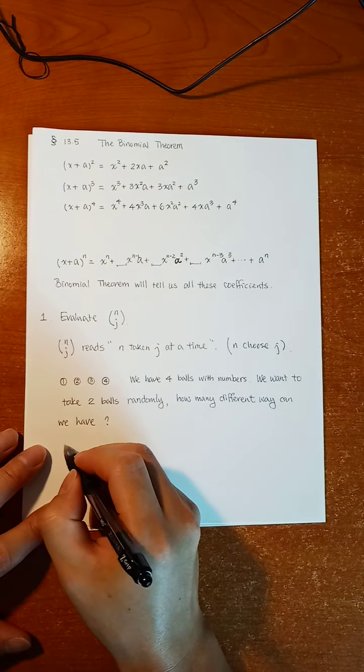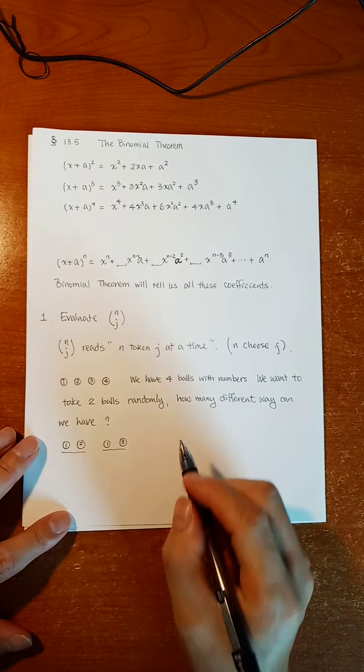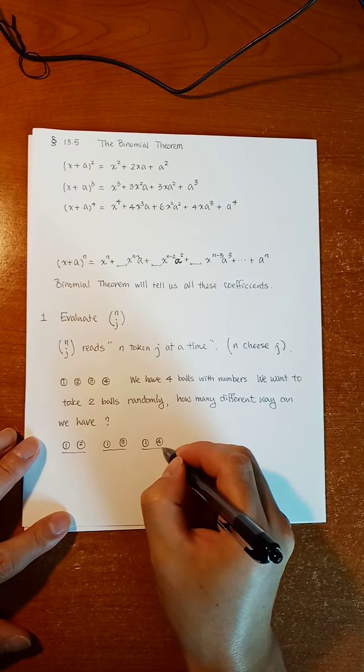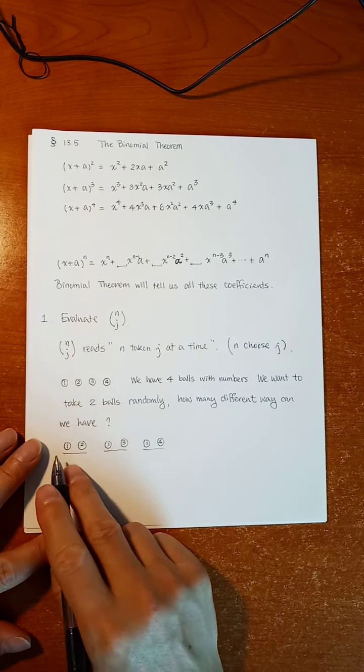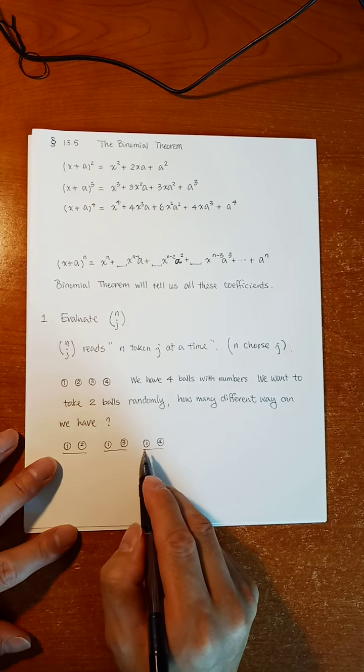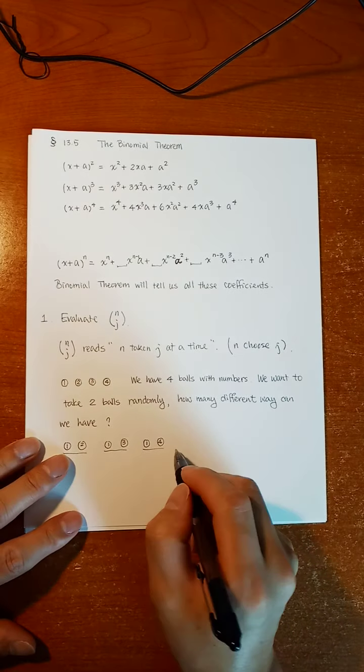So we may choose ball 1 and ball 2. This is one case. Or we choose ball 1 and ball 3. Another case. We just randomly take them. There's no order. Or we may choose ball 1 and ball 4. 3 cases when your selection has ball 1. There's no other option.